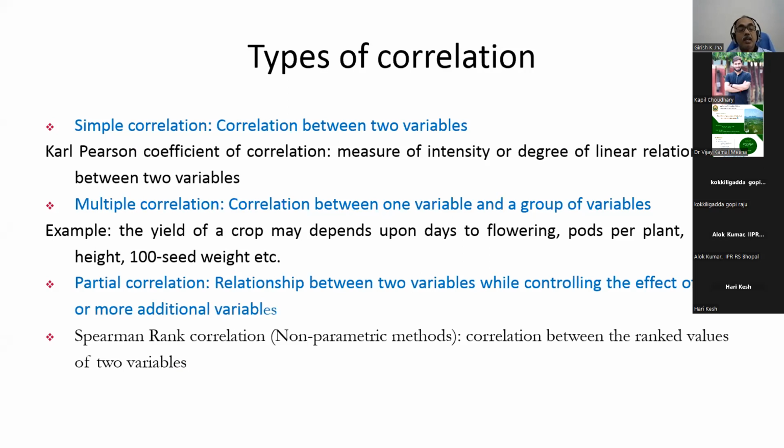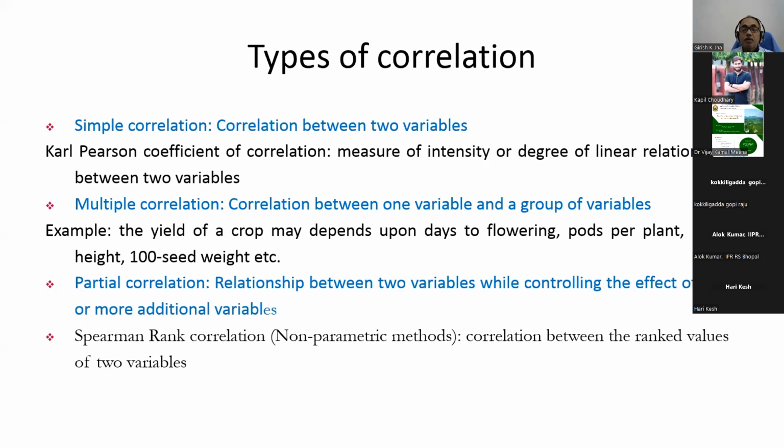Then there is a concept of multiple correlation. In real life situations, you always go for multiple correlation. Here, it is the correlation between one variable and a group of variables. Suppose you are interested to know the correlation of days to flowering, pods per plant, plant height, 100 seed weight on the yield of a crop. You may be interested in yield of a crop and days to flowering. You may be interested in yield of a crop and pods per plant.